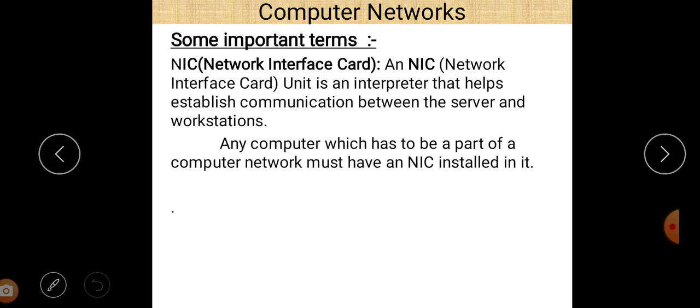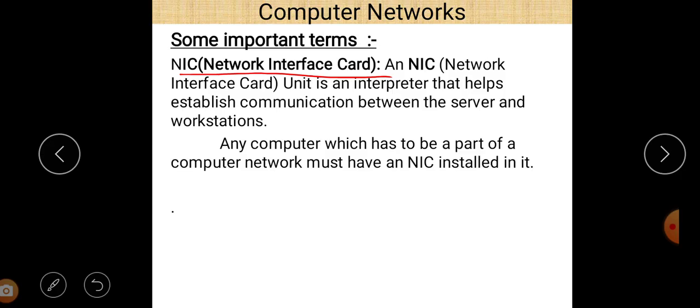Next is the NIC, and I think all of you are aware of this concept. NIC means network interface card. It is an essential part of a computer network. The NIC is installed in your computer, and only then can you connect different computers to each other. Without a NIC in your lab or office, different computers are not connected to each other. So first of all, install this hardware into your computer, and then you can connect all these computers to each other via computer networking.